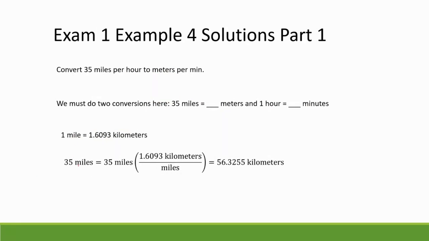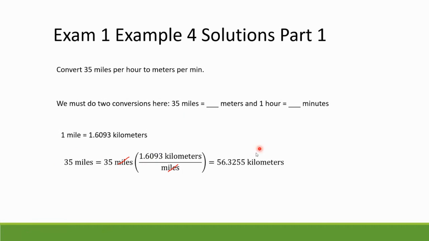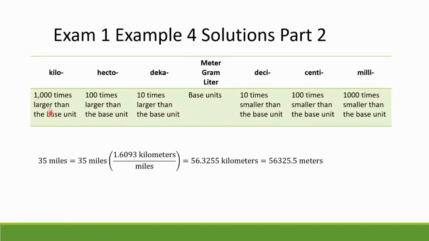So in other words, we're going to multiply by kilometers over miles, right? We don't want miles in our answer. We want meters. Okay, well, we have kilometers, so let's go with that. So we multiply by 1.6093 kilometers over miles. So these cancel. And we have 35 times 1.6093 kilometers. But again, we want meters, not kilometers. Well, what we can do is convert kilometers to meters. We've done that before, right?